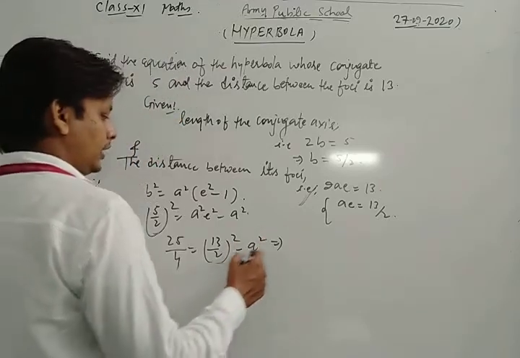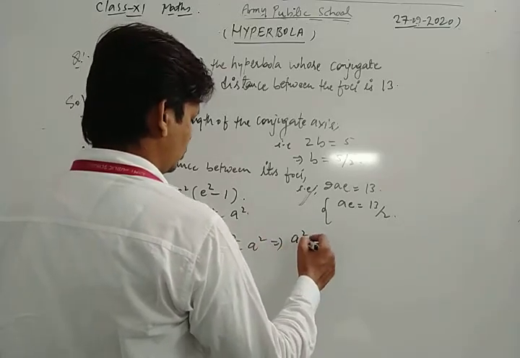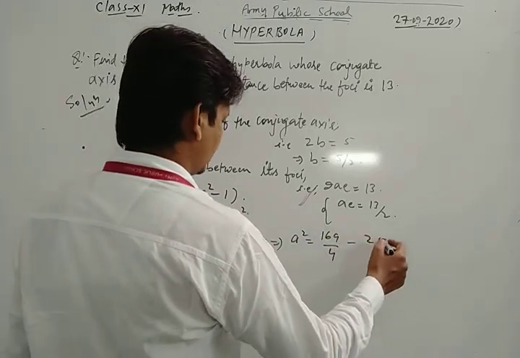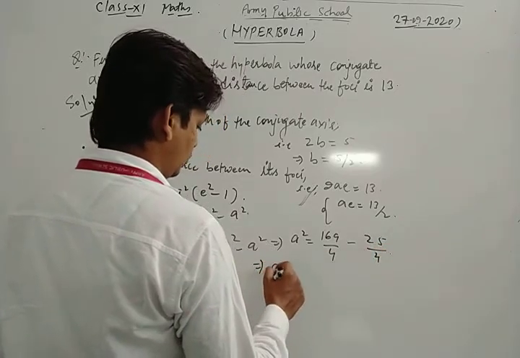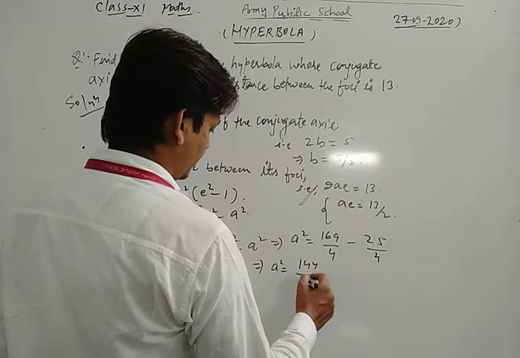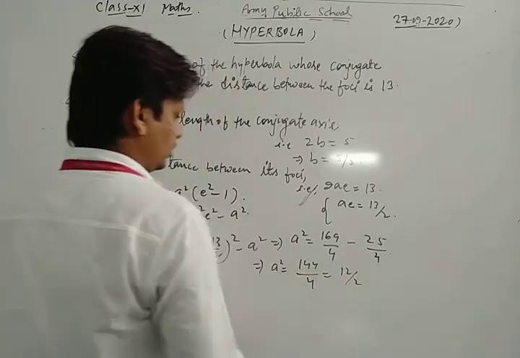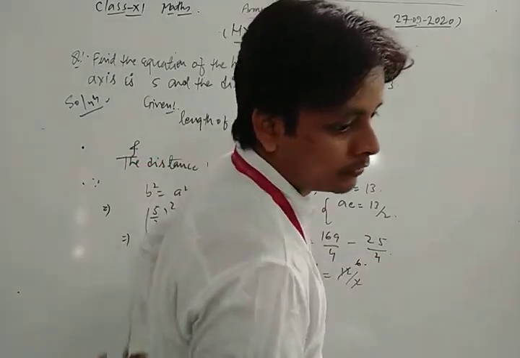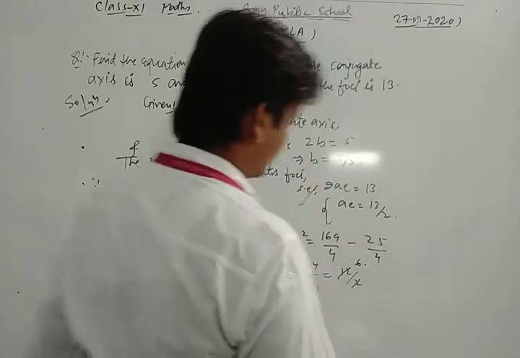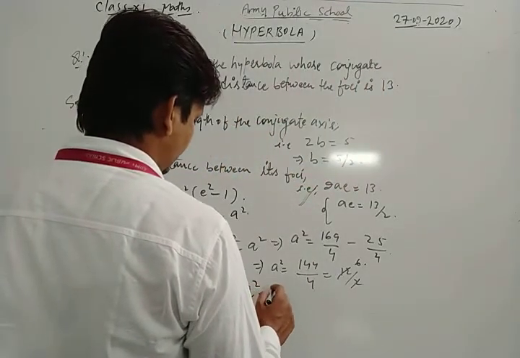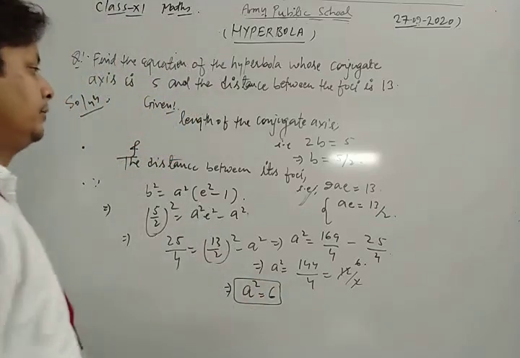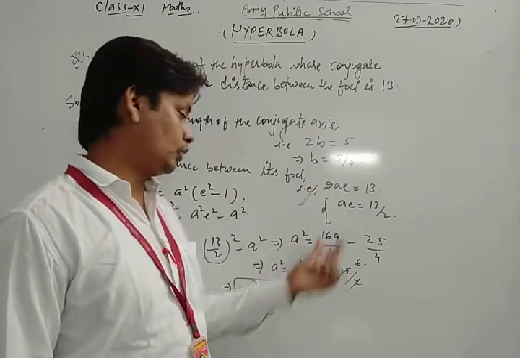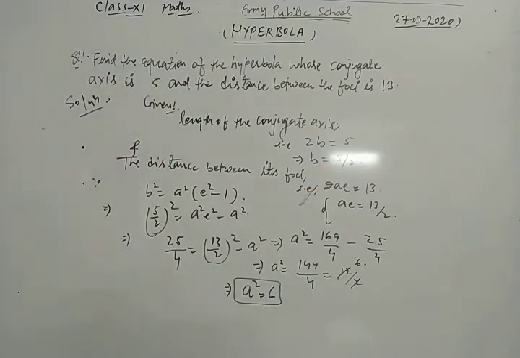Now what do I get, dear student? Yes, we get a square is equal to 169 upon 4, transfer that side, minus 25 upon 4. That is the value of a square is what? 144 upon 4, that is 12 upon 2, 12 upon 2, that is 6. Thus, in this way, the value of a square is 6. Dear friend, we have the value of b as 5 by 2 and the value of a square is 6. Okay?